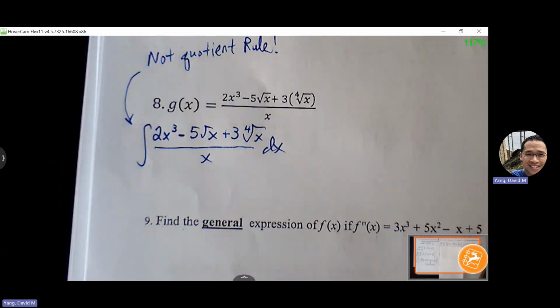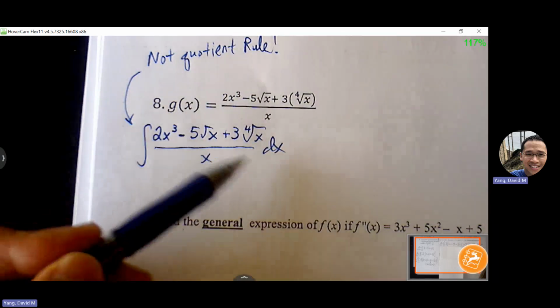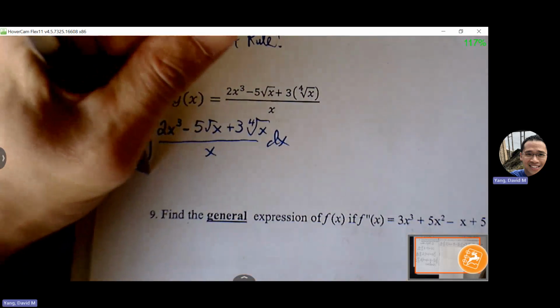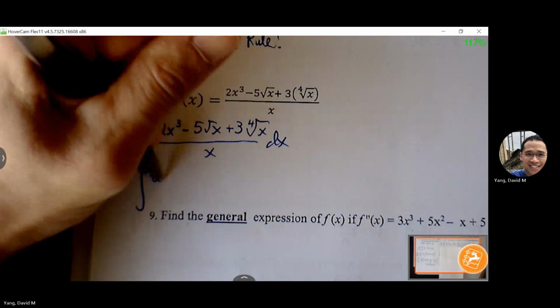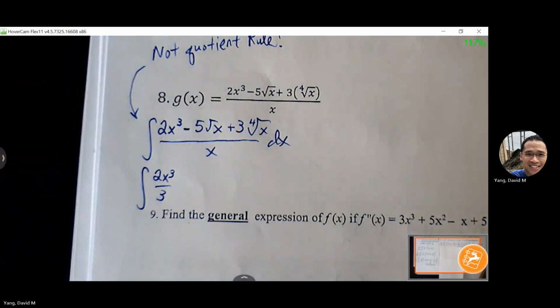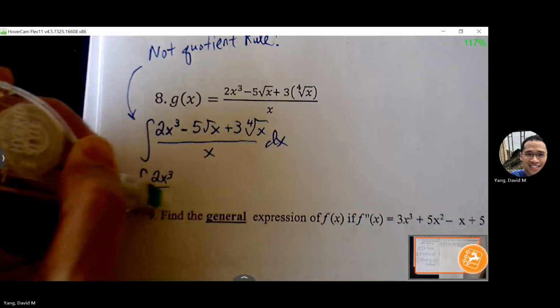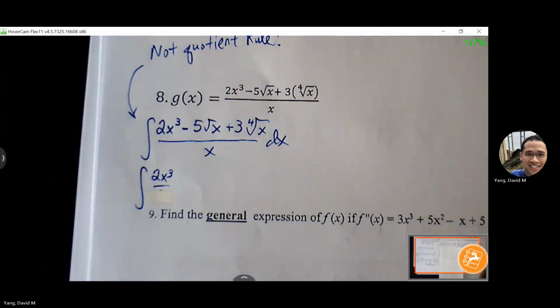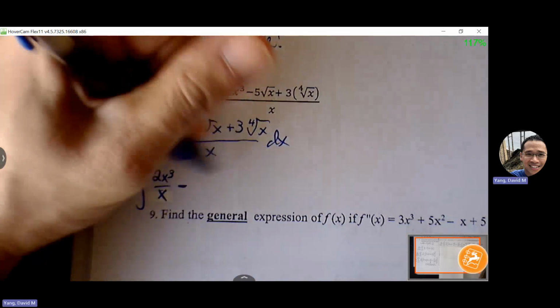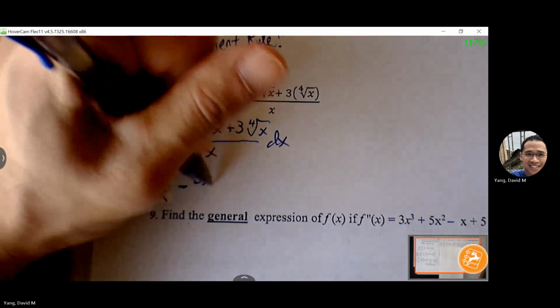Right now, the only rule that we have is power rule. So we have to get it into that power rule form. Okay, so let's split up into individual fractions. Sorry, over x. And as I do that, I'm also going to try to clean up my radical along the way.